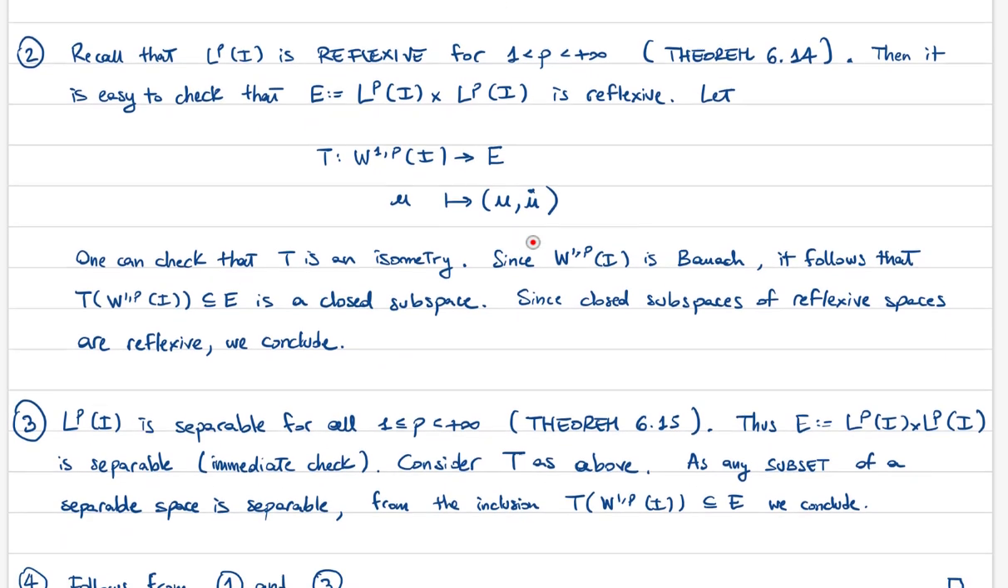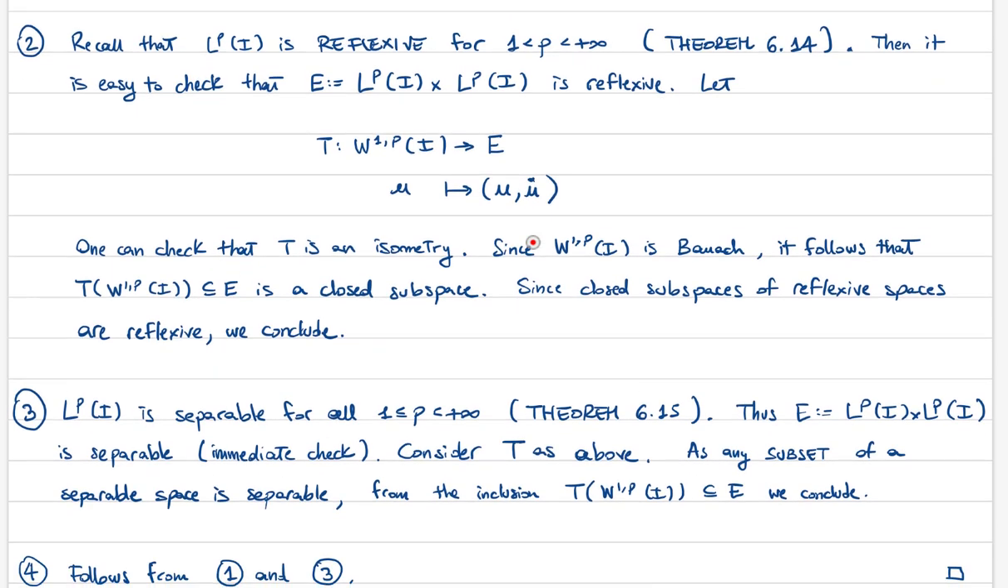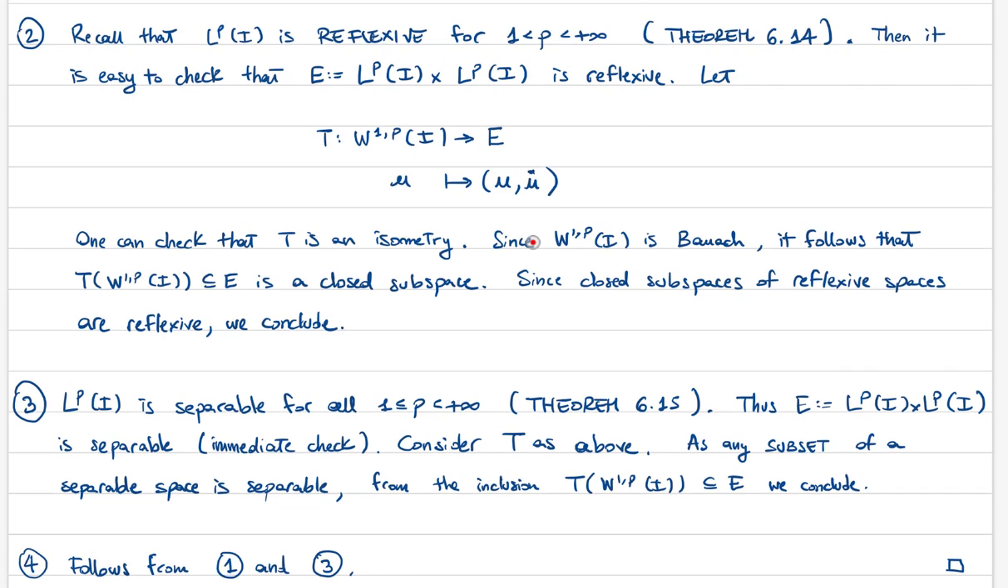Okay, let's pass to prove reflexivity. So recall that L^p is reflexive for p between 1 and plus infinity excluded. And this was stated in theorem 6.14 in the appendix on L^p spaces. Okay, so since this space is reflexive, it is easy to check that the product space between two reflexive spaces is still a reflexive space.